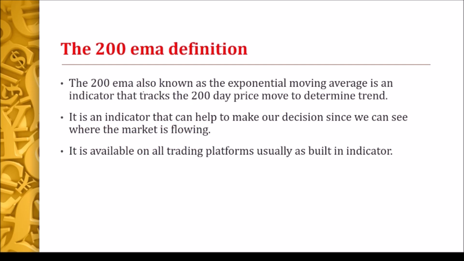So the 200 EMA, also known as the exponential moving average, is an indicator that tracks the 200-day price move to determine trend. It is an indicator that can help to make our decisions, since we can see where the market is actually flowing. So it's an indicator that can track the 200-day price move to determine whether we are in a downward trend or we are in an upward trend.